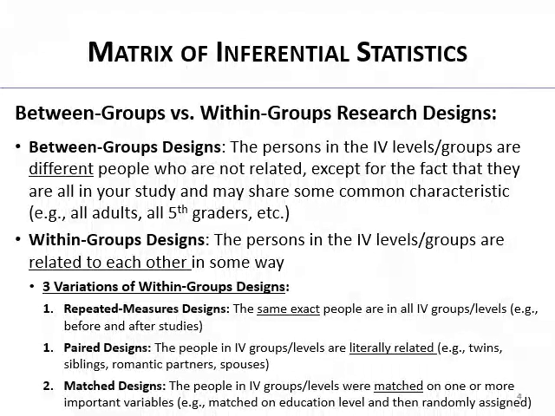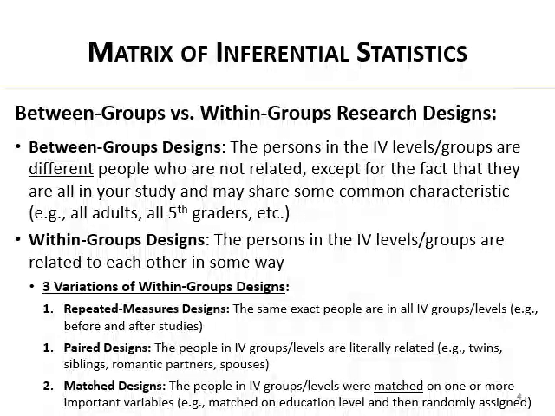So finally we get to 2, which should actually be 3. We have our matched design. It's different people, but they're matched, so you've created that relationship artificially. The people in the IV groups or levels are matched on one or more important variables. So we're going to match people on education into pairs and assign the two top educated people, one to one group, one to the other, then the next two, one to one group, one to the other, etc. And we call that a matched design.